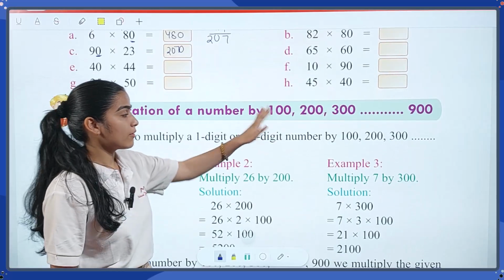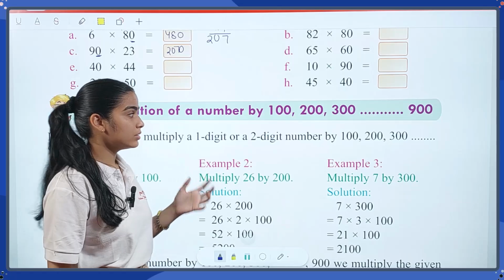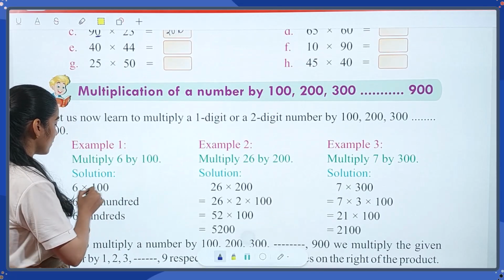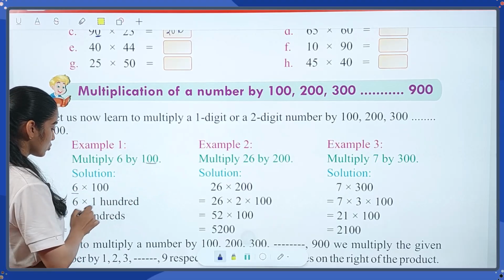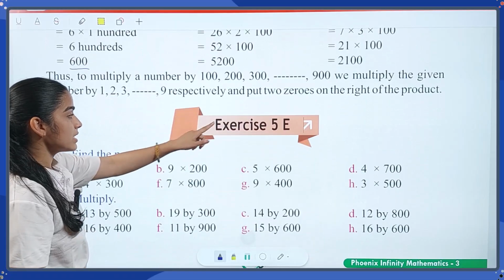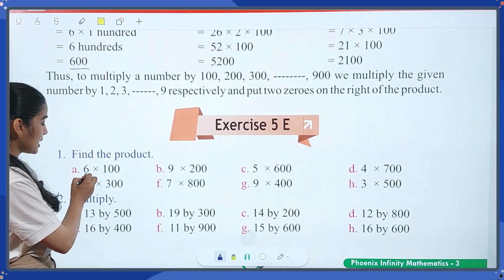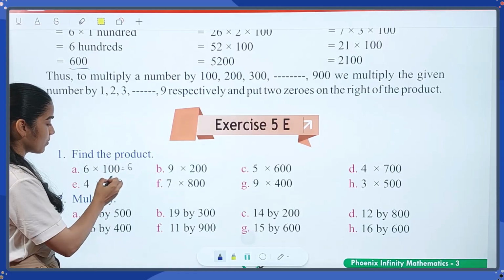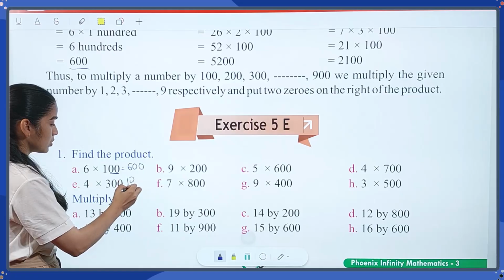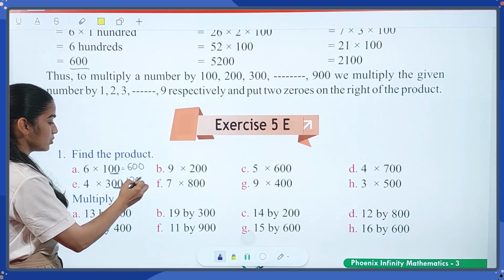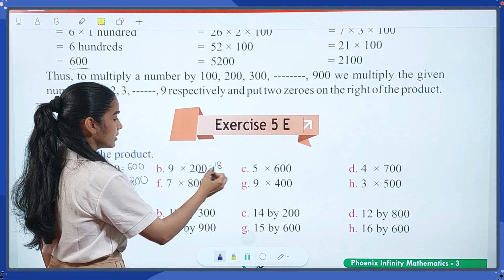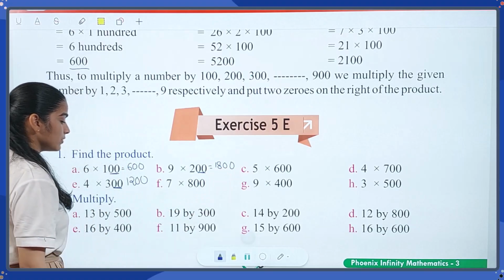Now the same thing you have to do when you multiply any number with 100, 200, 300. Same process. 6 multiplied by 1 is 6. How many zeros are there? 2. Just put 2 zeros here. Okay, now exercise 5E. If I multiply 6 by 1, I get 6. How many zeros are there? 2. 600. 4 threes are 12. How many zeros are there? 2. 9 twos are 18. How many zeros are there? 2. You just have to solve in this manner.